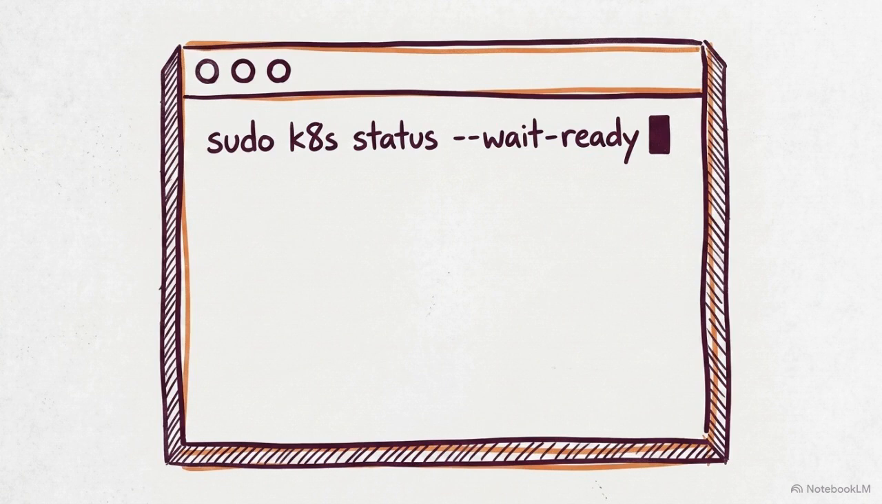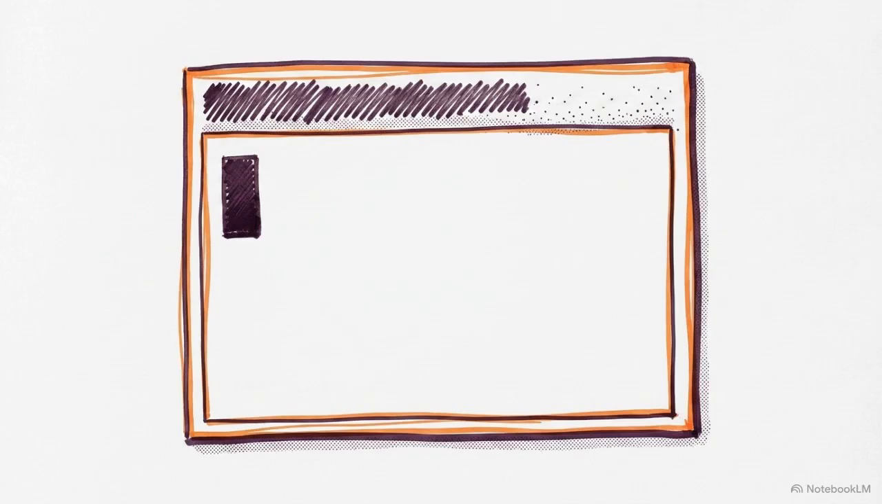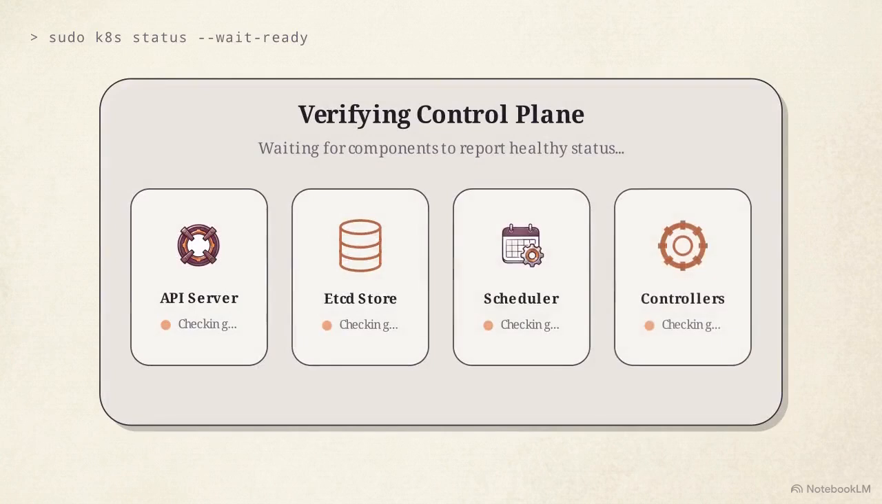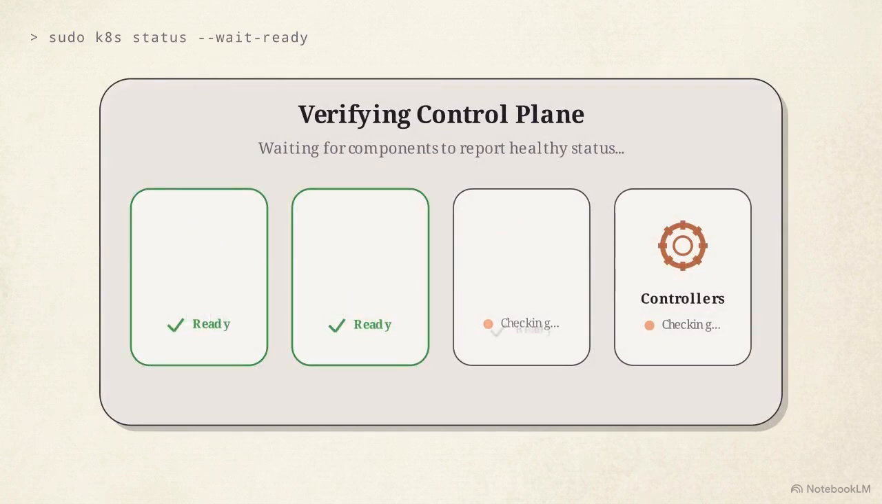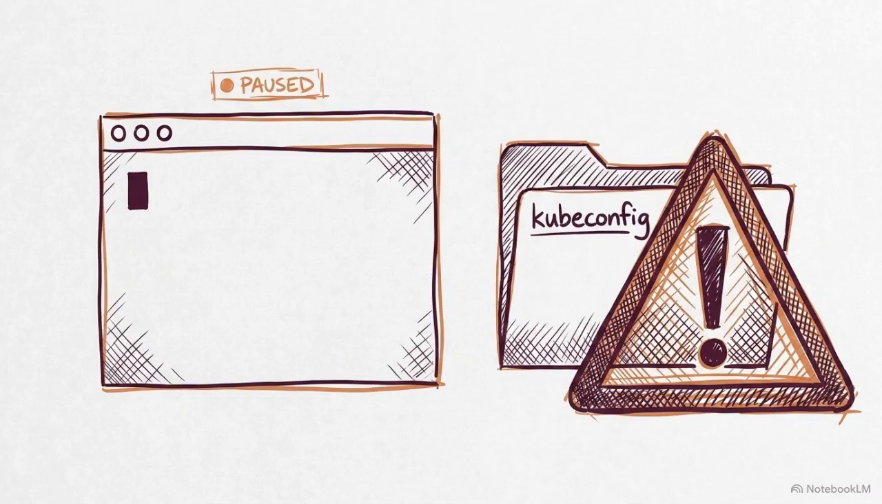We need to verify the cluster is healthy. Look at this terminal execution. We run sudo k8s status --wait-ready. Notice how the cursor appears paused on a blank line. This temporary hang is normal behavior. The system is just waiting for all the internal components to report a healthy status before returning the prompt. Do not attempt to extract any configuration files before this status command successfully completes. Moving too fast here will break the setup.